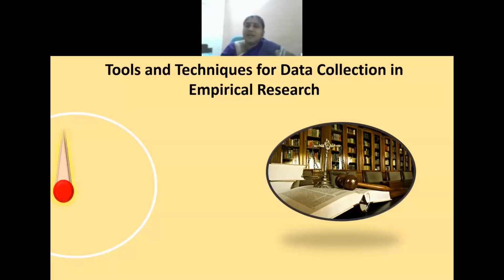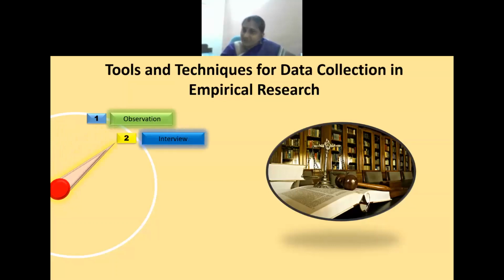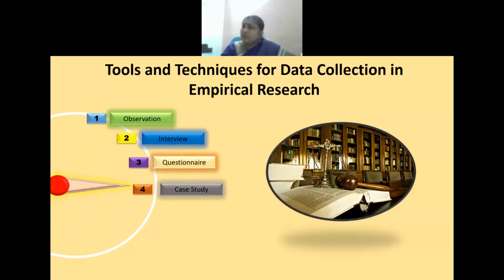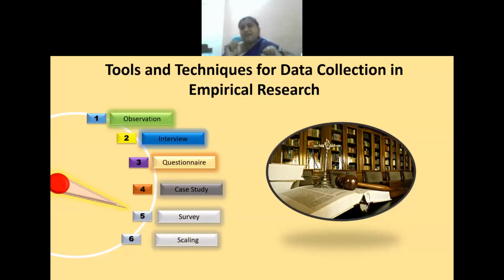So actually there are many tools for that. One is observation, two is the interview method, three is the questionnaire, all of which I think everybody knows, four is the case study, and five and six are survey and scaling, right? Numbering it. So these methods can also be used by a legal researcher.